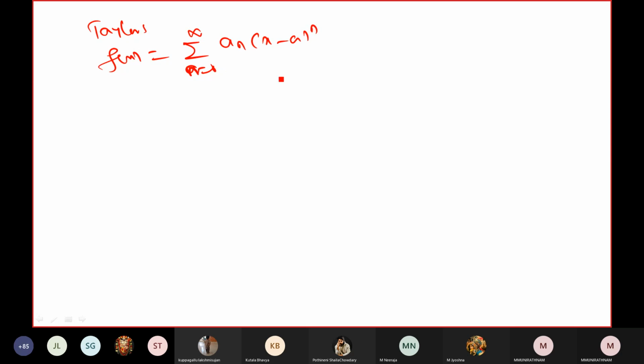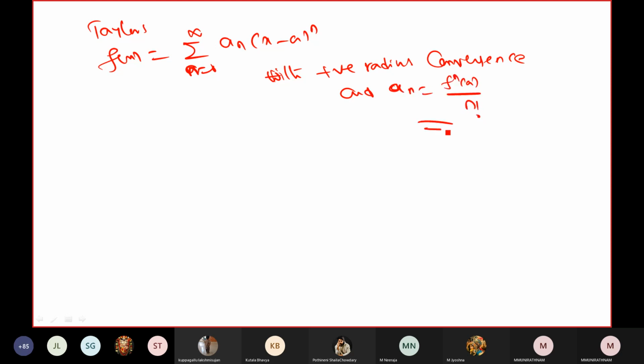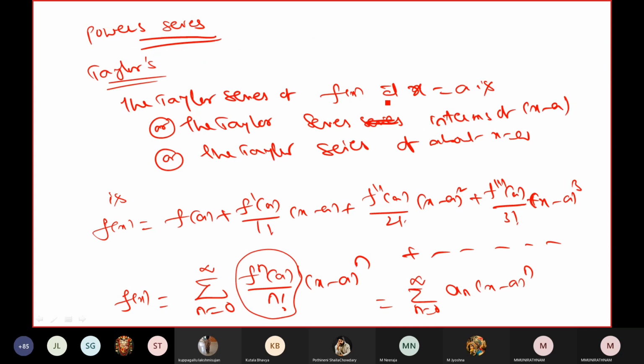It is the summation of an into x minus a whole power n, with positive radius of convergence, and it converges to f of x, where an is equal to f power n of a by n factorial. So that is the Taylor series expansion of any function about x equal to a, or in terms of x minus a.